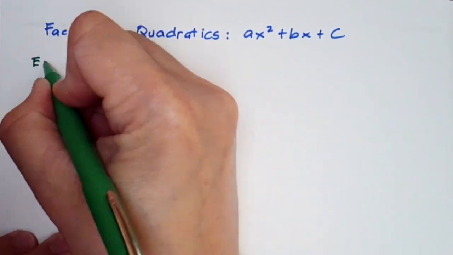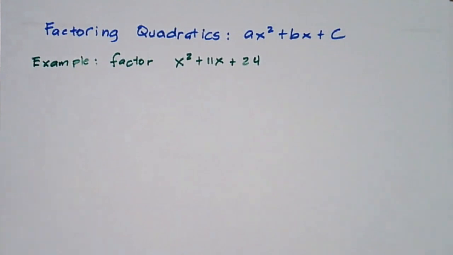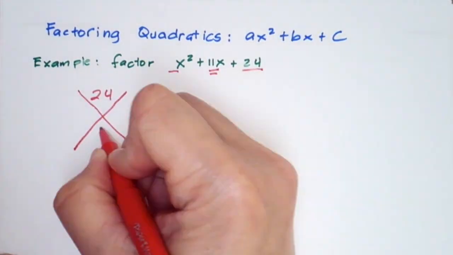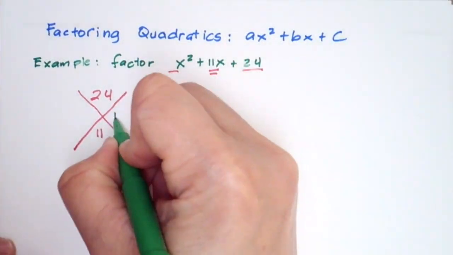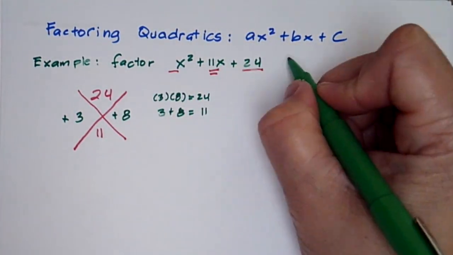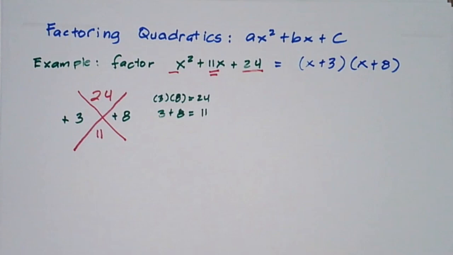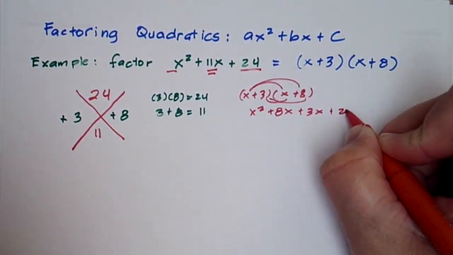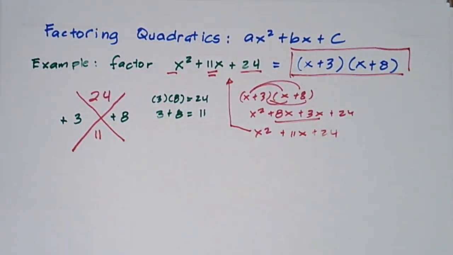So for the first example, factoring x squared plus 11x plus 24, we're going to find the factors of 24 that would give you 11 when you add them up. And those two integers would be 3 and 8 because 3 times 8 is 24 and 3 plus 8 is 11. And our factored form is (x + 3)(x + 8).